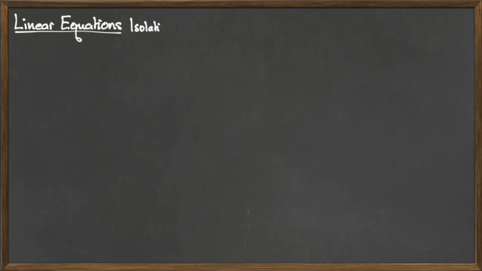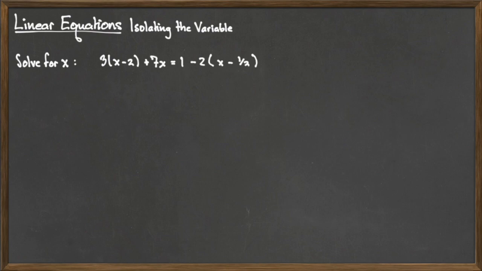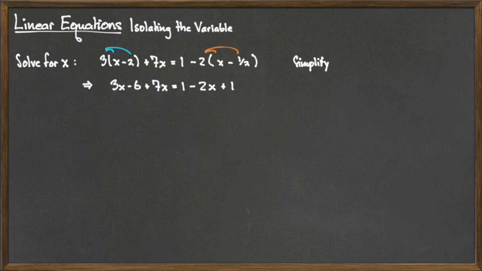In this next slide, we'll solve for x for the equation 3 times (x minus 2) plus 7x equals 1 minus 2 times (x minus 1/2). We have the variable x showing up all over the place, but the point is to isolate it on one side of the equation. The first thing I'm going to do is start simplifying. Thinking about my order of operations, I have a 3 I can distribute on the left and a -2 I can distribute on the right.